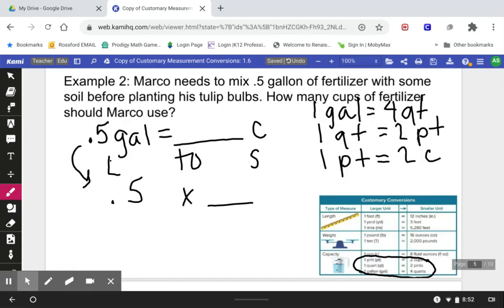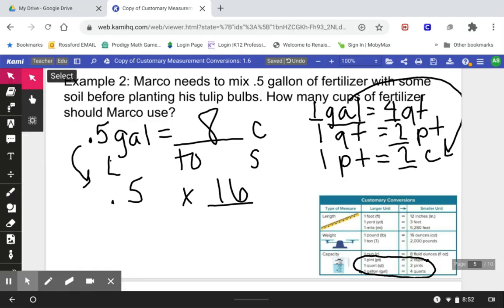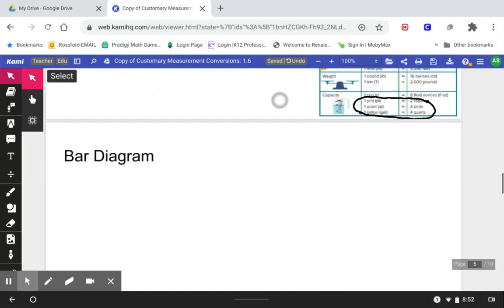So once again, we are going from gallon all the way down to cups. So that means I need to multiply all of these units of measure. So 1 times 4, which is 4. 4 times 2, which is 8. And 8 times 2, which is 16. So half times 16, my answer is 8. 8 cups. Again, I'm going to show you how to solve this using a bar diagram.